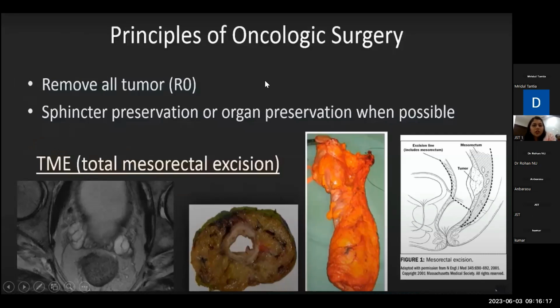So we all know about the oncology surgery principles. You have to achieve R0, remove all tumor, R0 resection. And the other aim is to preserve the sphincter as far as possible. So we have to know the anatomy of the sphincter as well as the tumor extent. So TME is the mainstay or the fundamental thing we do in CA rectum. So we remove all the mesorectal fat surrounding the rectum along with this bordering mesorectal fascia.